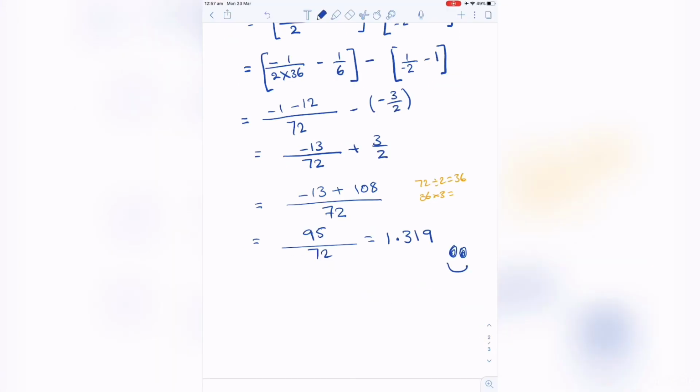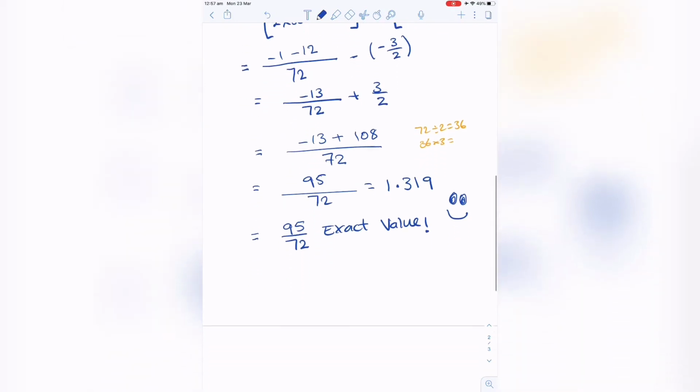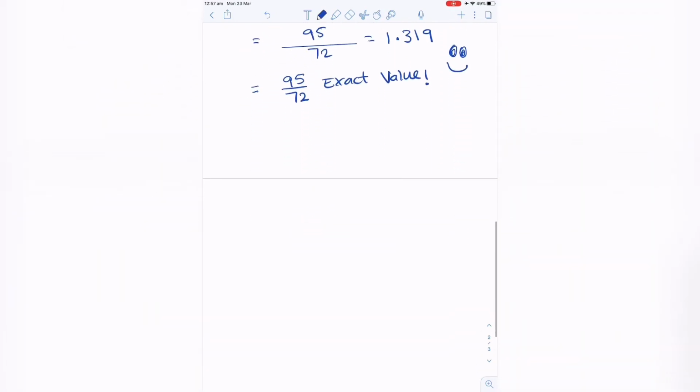Right. So if the question asks you to write your answer as an exact value, in that case the answer will be 95 over 72 as an exact value. Okay, and that's it. Okay, next question now.